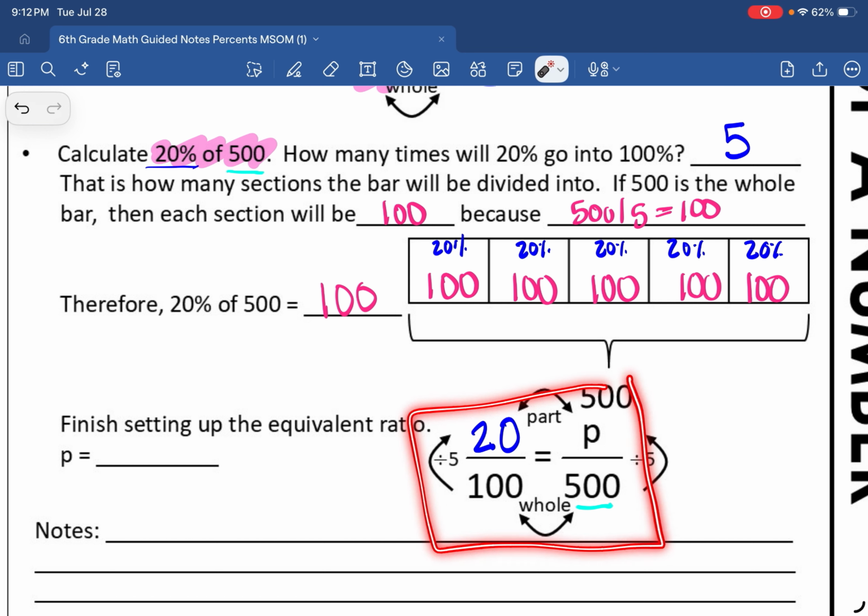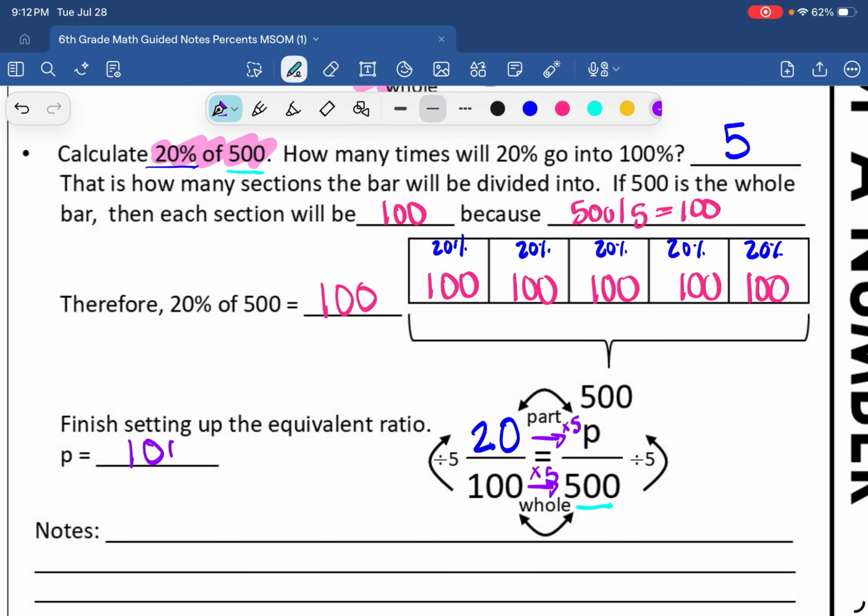I'm going to look for a multiplicative factor. I could have also noticed the multiplicative factor vertically. 20 times 5 is 100. So some number times 5 is 500. And if I want to figure that out, I can divide. 500 divided by 5 will give me 100.